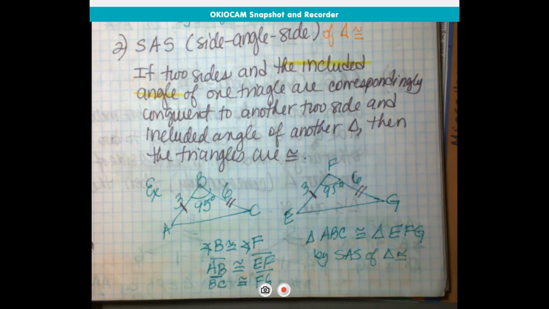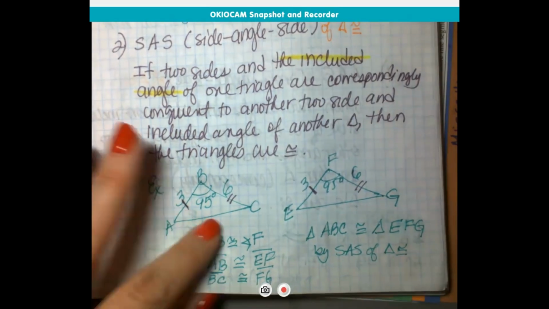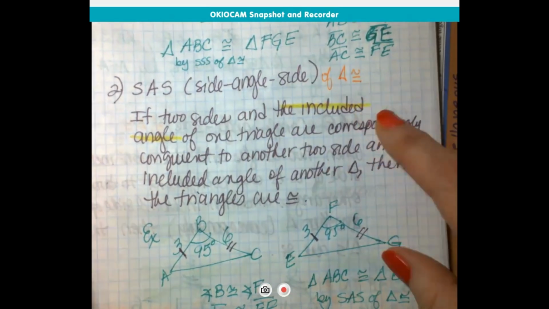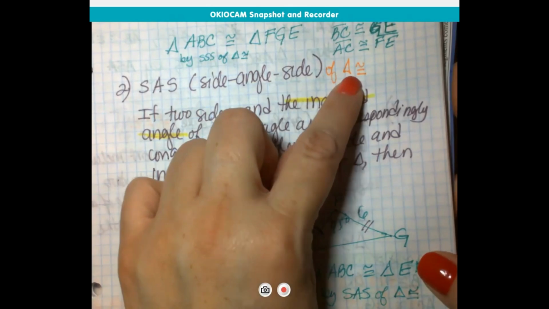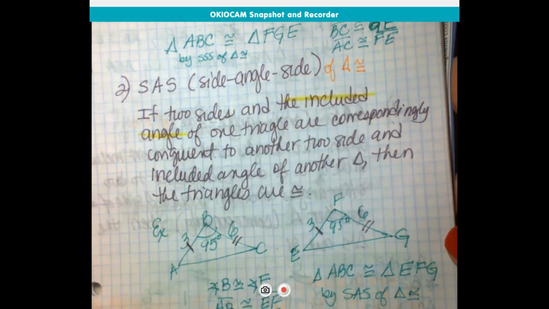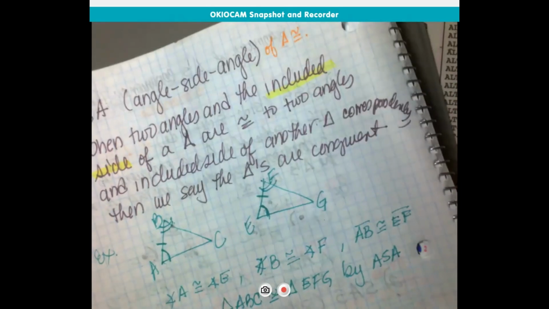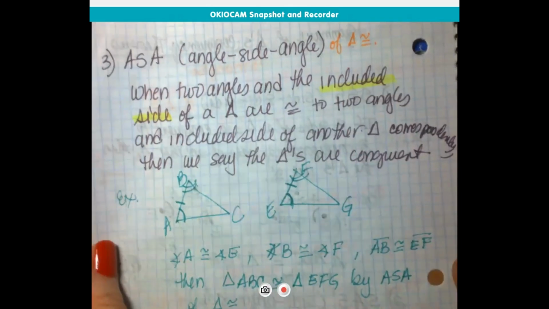Congruency has 5. Similarity only has 3, but congruency has 5. And also, you have a side angle side of similarity. So always write of triangle. This means triangle congruency. I just abbreviate. Okay. Then you have angle side angle.